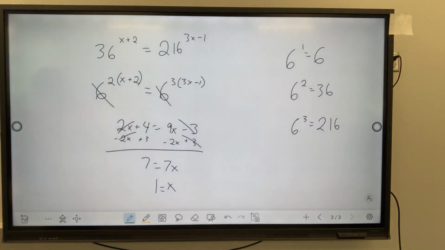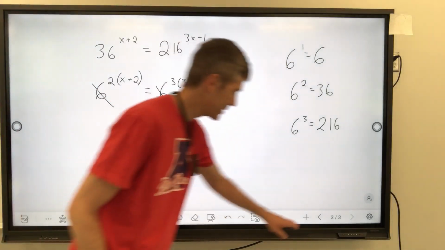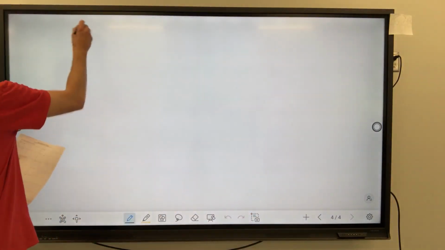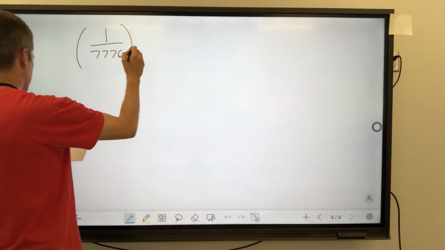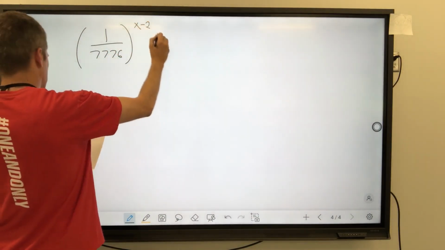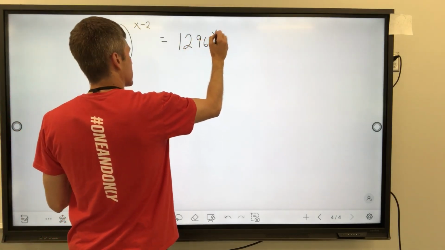Okay, the next one is a little bit crazy. Okay, the next one's a lot crazy. Let's do it. 1 over 7776 to the x minus 2 equals 1296 to the x plus 4.